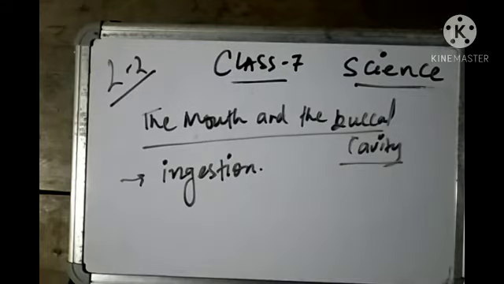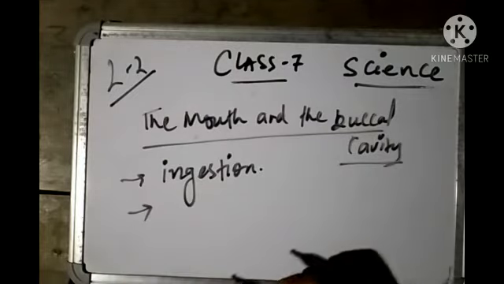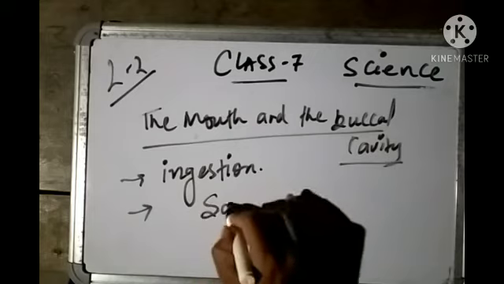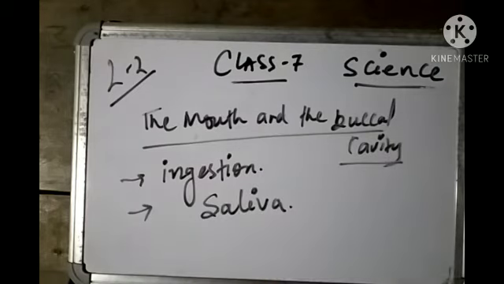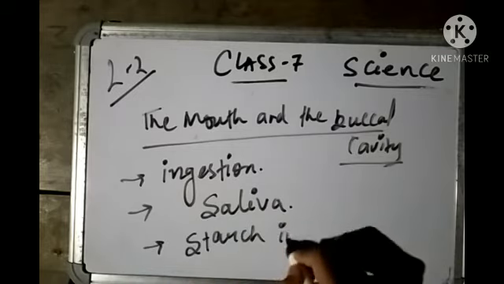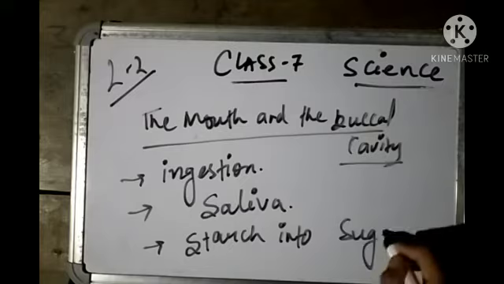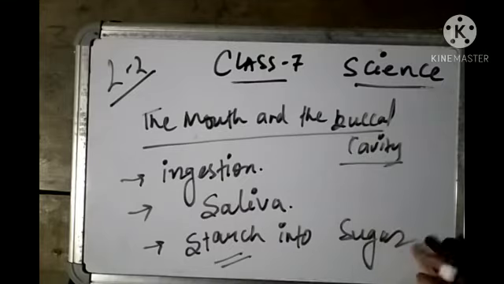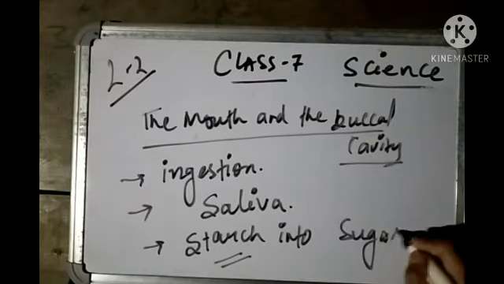Ingestion. We chew the food with the help of teeth and break it down mechanically into small pieces. Then the food goes from the mouth to the salivary glands, which secrete saliva, and this saliva breaks down the starch into sugar. Starch is carbohydrates.